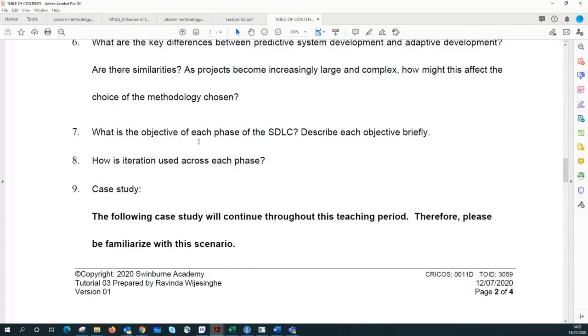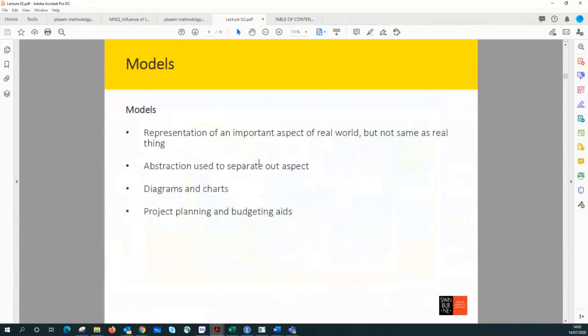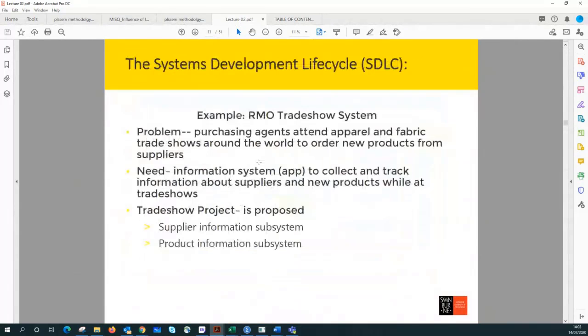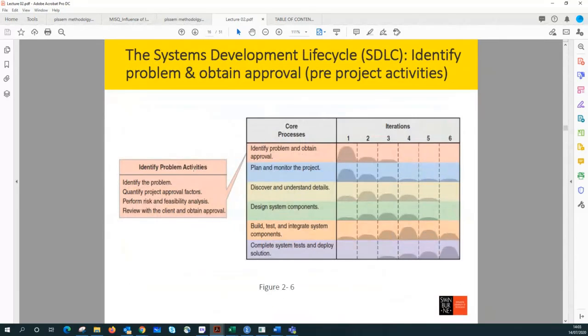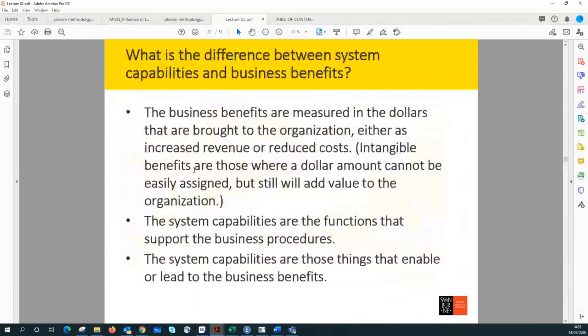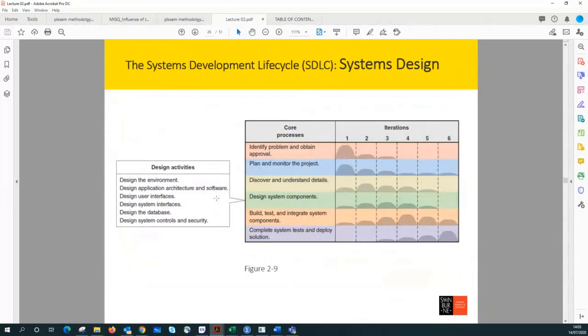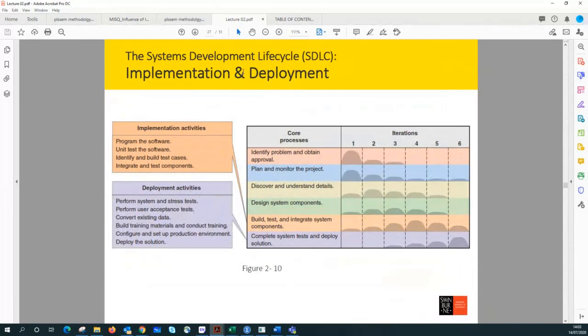So what is the objective of each phase of the system development life cycle? Describe each objective briefly. I think this is very straightforward. I think if you go to lecture 2, I have given in this lecture each core process, the basic activities involved. So you can see here.